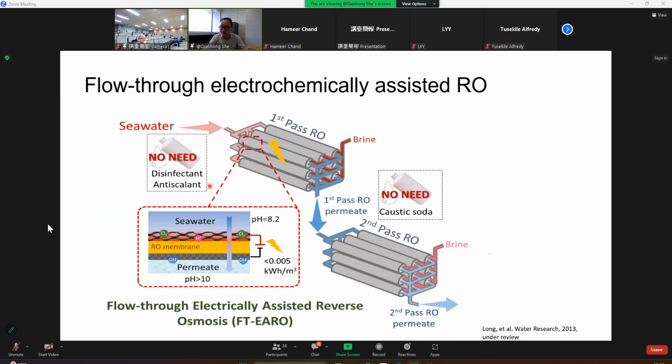we can achieve almost chemical-free desalination process. And in the second pass RO, you don't need to add caustic soda. In the first pass RO permeate already has an alkaline condition, so it can realize the rejection of the boron to the target concentration.